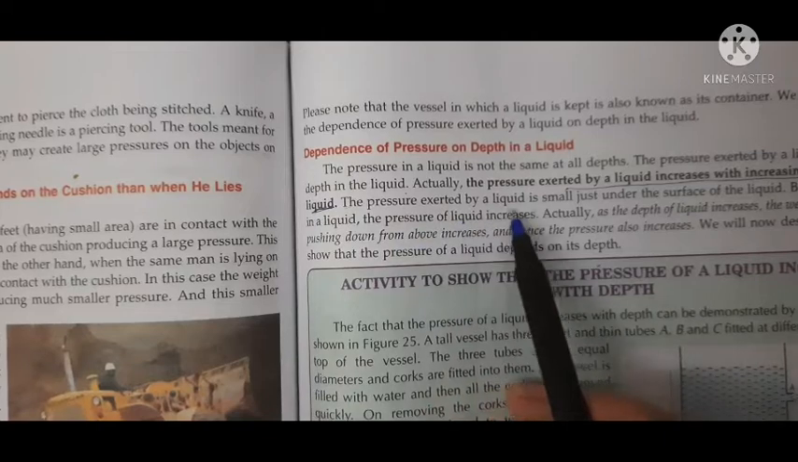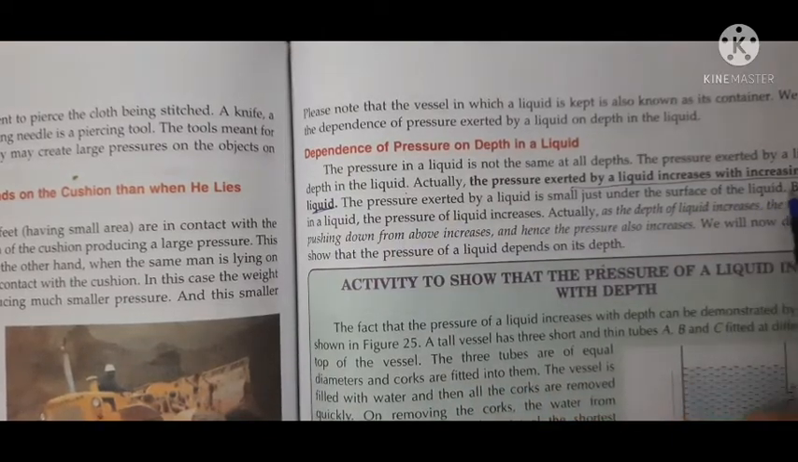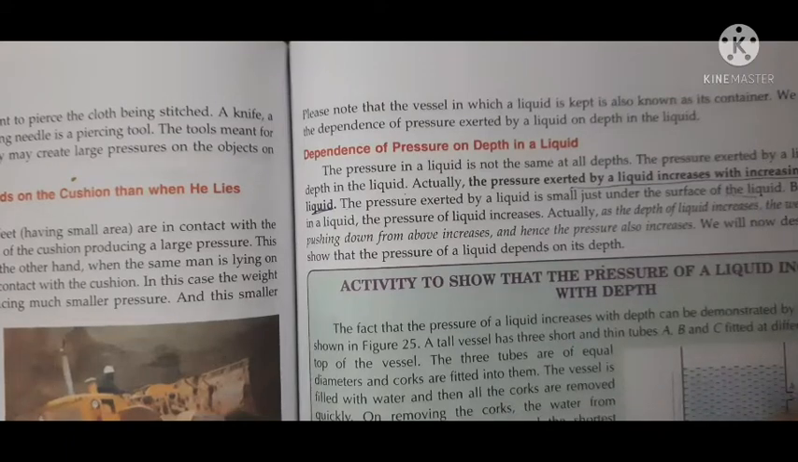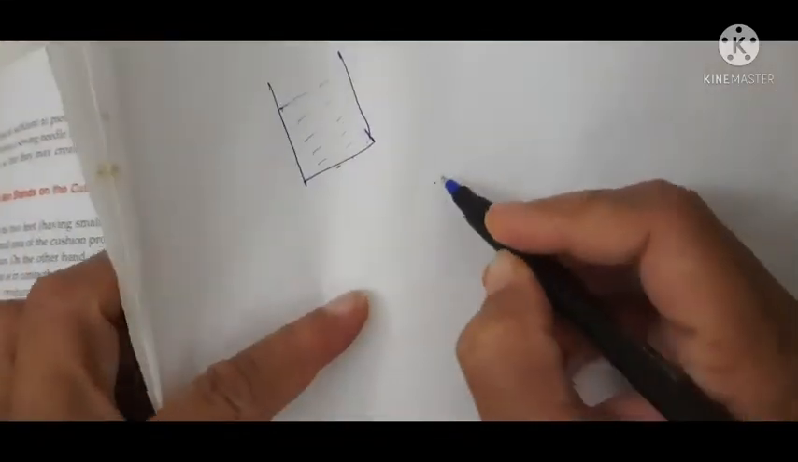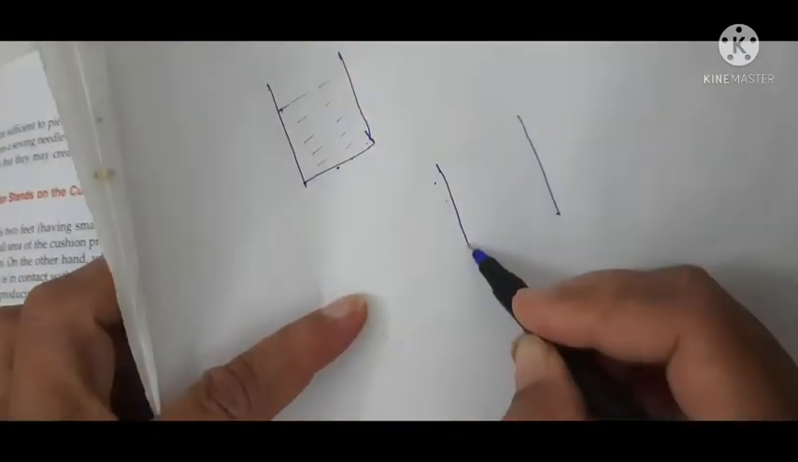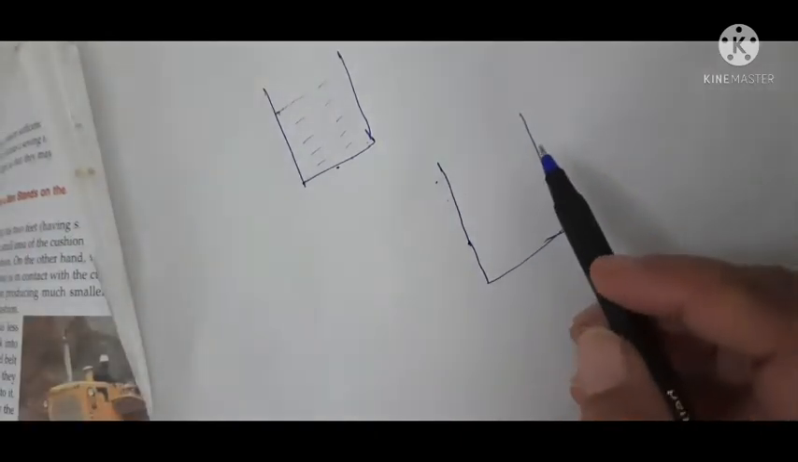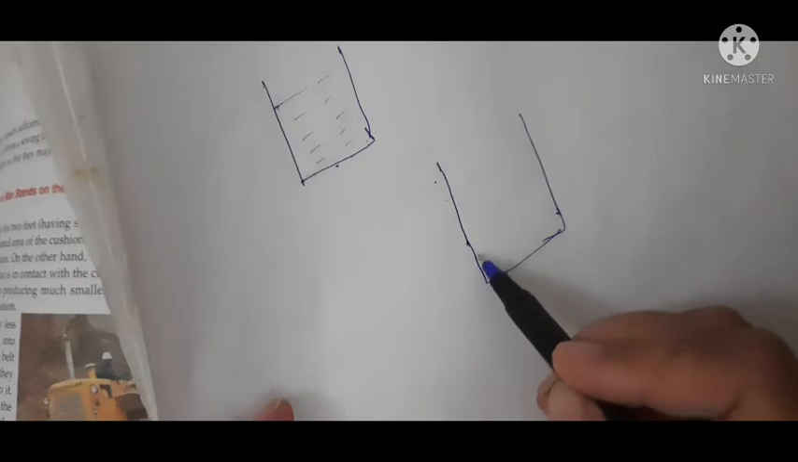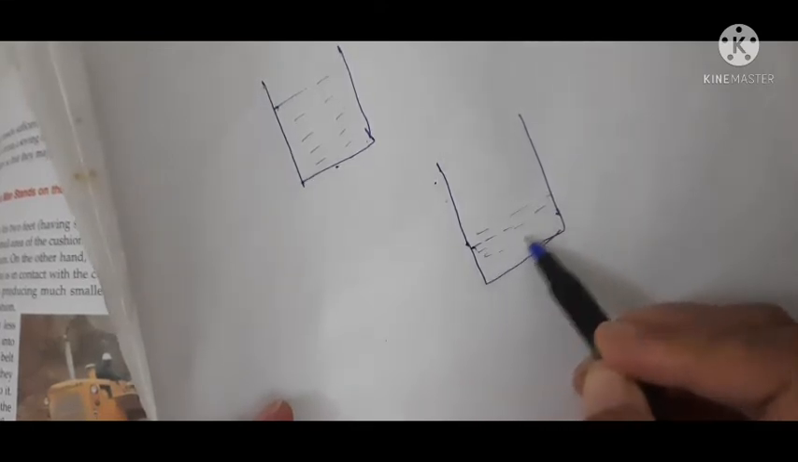The pressure exerted by the liquid is small just under the surface of the liquid, but as we go deeper in the liquid, the pressure of the liquid increases. It's very easy. See here, suppose this is the vessel. So let me say this is the liquid.